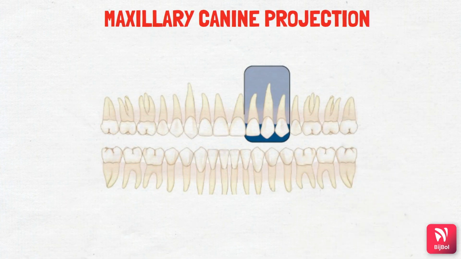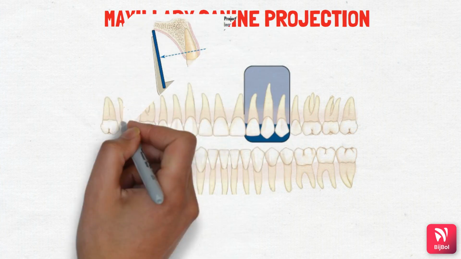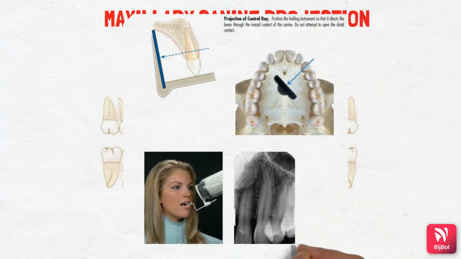Next is our maxillary canine projection. Position the holding instrument so that it directs the beam through the mesial contact of the canine, not the distal contact. Point of entry. Direct the central ray through the canine eminence. The point of entry extraorally will be about the intersection of the distal and inferior borders of the ala of the nose as shown in the given figure.